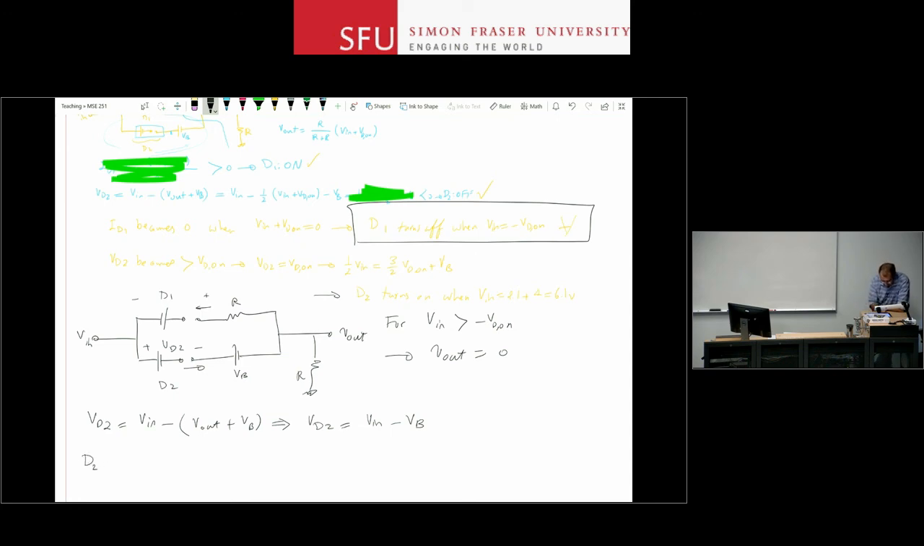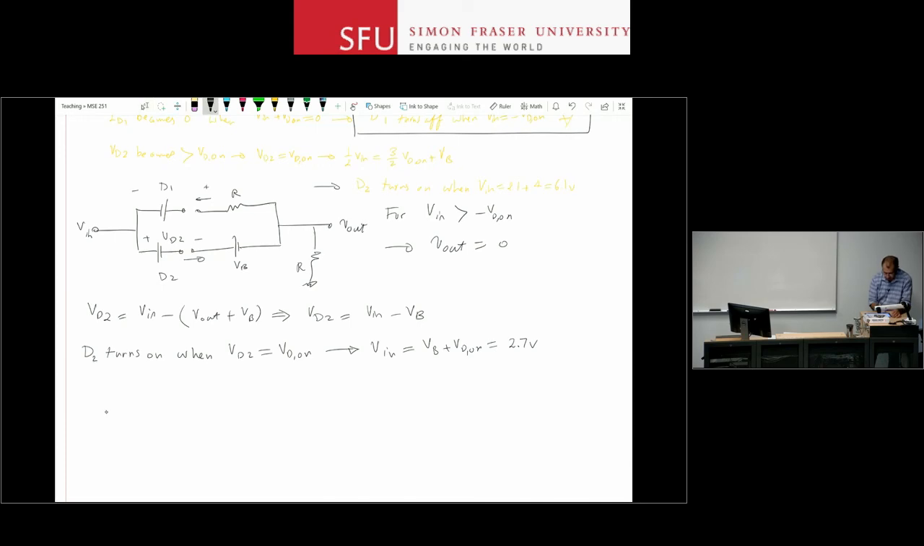When does D2 turn on? D2 turns on when VD2 is equal to VD on. And therefore from here you can calculate V in has to be VB plus VD on. For the values that we have in the above, this is 2.7 volts. So at 2.7 volts for input voltage, D2 turns on.